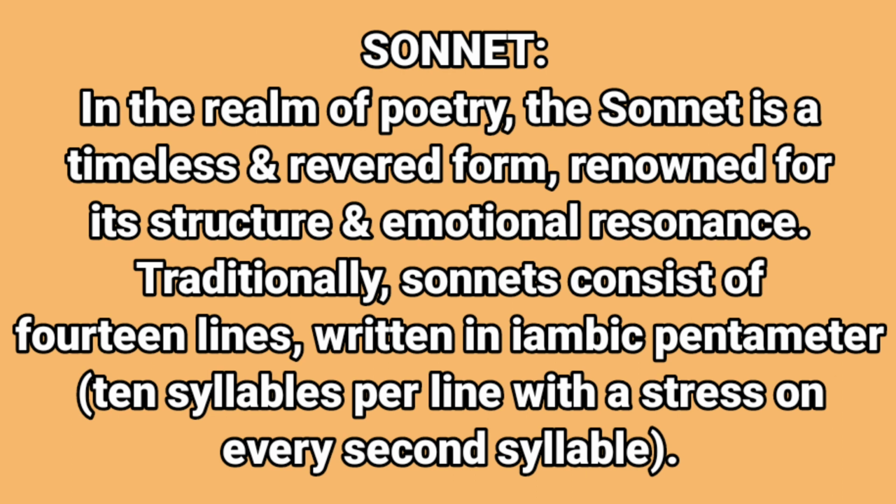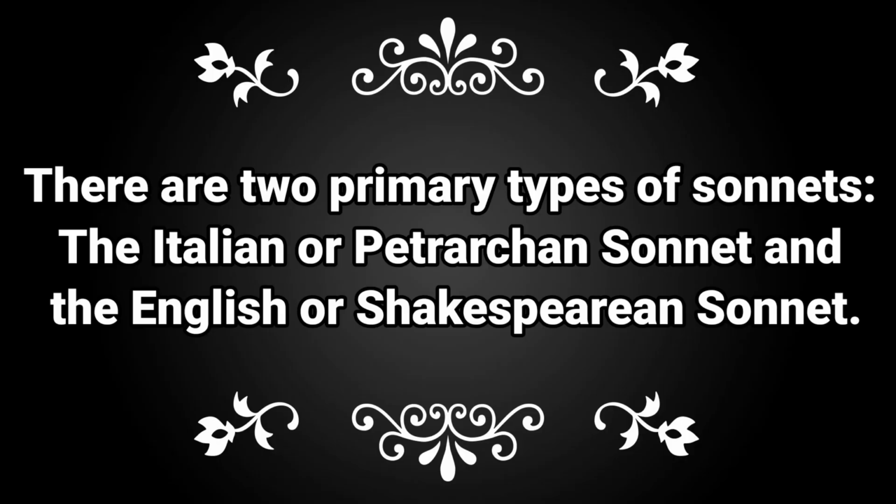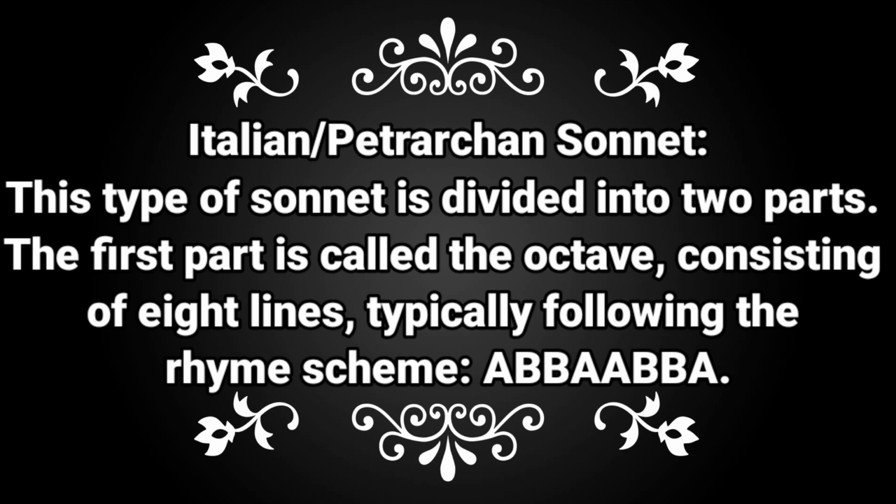Traditionally, sonnets consist of 14 lines written in iambic pentameter. Iambic pentameter means 10 syllables per line with a stress on every second syllable. There are two primary types of sonnets: the Italian or Petrarchan sonnet and the English or Shakespearean sonnet. Let me tell you something about the Italian or the Petrarchan sonnet.